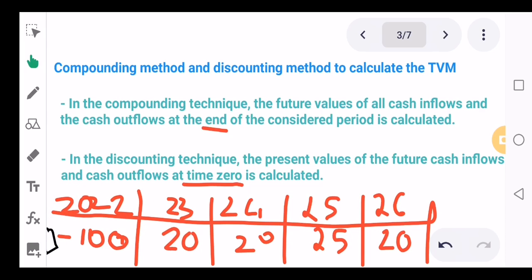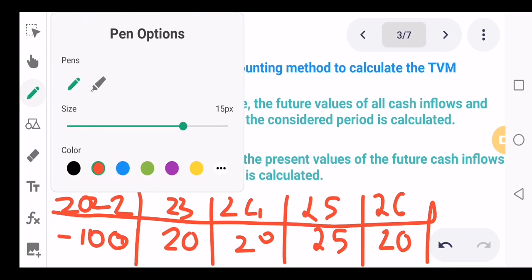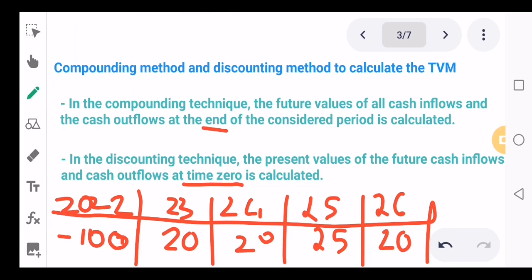So, if I want to calculate in the year 2022, if I want to use a discounting technique, what I need to do is bring down all these four values to the year 2022. I have to equate it and bring it down to the values of 2022. For example, now let's say 20 is worth 25 in the year 2022. Okay, let's say 20 is worth 24.